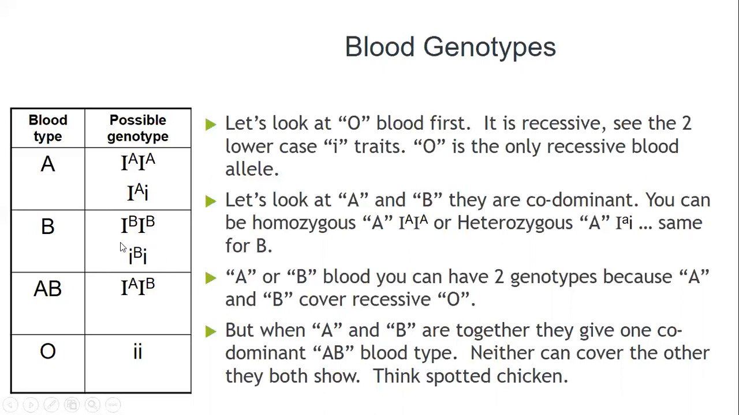Where it gets interesting is that A and B are not dominant over each other, only over O blood. Thereby, you can be AB blood. Then, if you get the recessive from both mom and dad, you can be O blood or ii. When we think about AB, I want you to think about the spotted chickens. Let's say A is black and B is white, you get a spotted chicken. Or in this case, if A is A blood and B is B blood, the child is going to have AB blood.